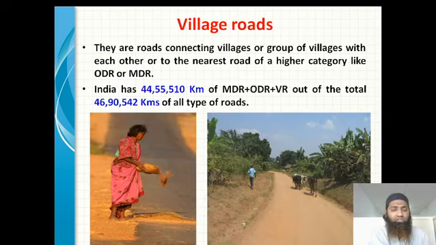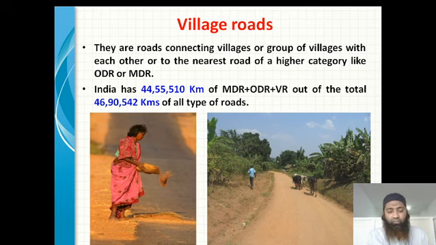Next you have village roads. These roads are connecting villages or groups of villages with each other or to the nearest road of a higher category like other district roads or major district roads. So basically these village roads are the minor roads which are there in the village. You can see they are getting connected with the nearest road of higher capacity, that is, other district roads or major district roads.